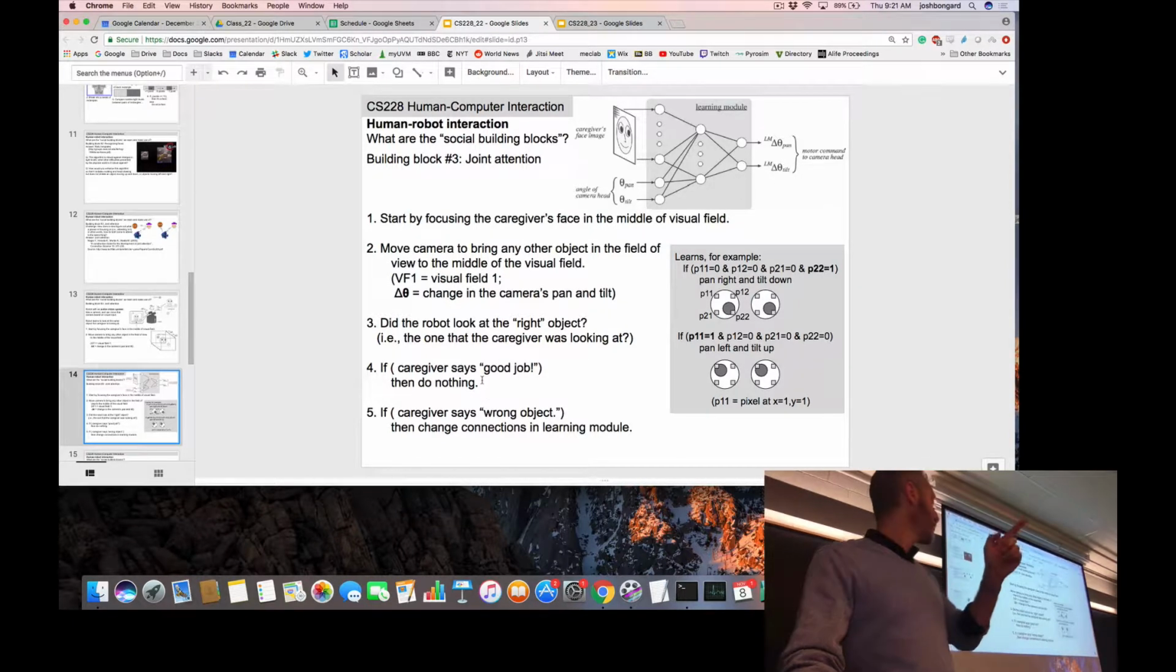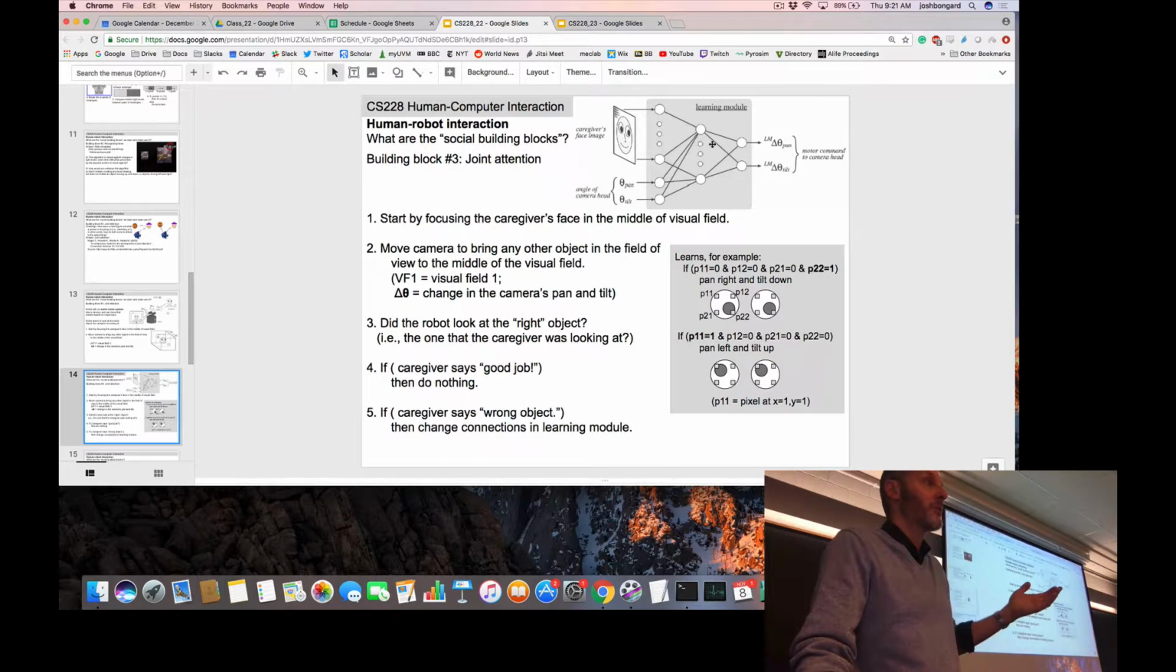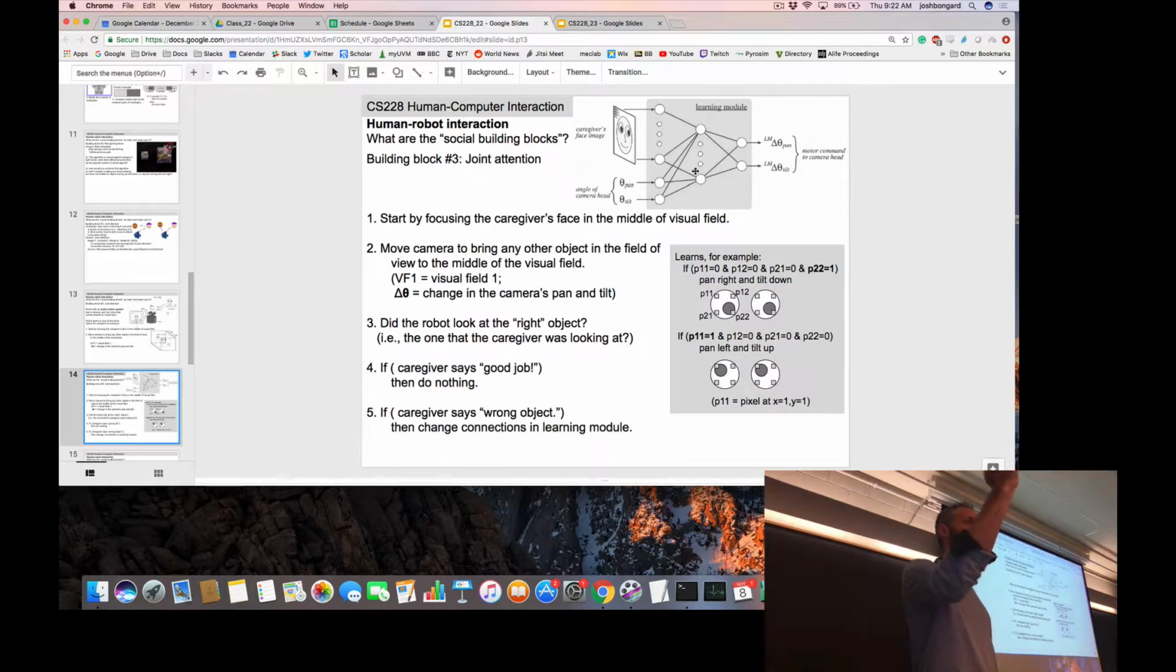If the caregiver then says, good job, if the robot gets back a +1, there is no change to the neural network. If you did the right thing, there's no need to change your behavior. If the robot did the wrong thing, then some small change is made in this neural network. And we're not going to go into the details of what that change is, but just change it a little bit. Repeat and repeat and repeat. And as you can imagine, by repeating this process long enough, you eventually get a neural network that is no longer looking at one of those two objects at random, but more often than not, it pans and tilts towards the object that the person is also looking at.